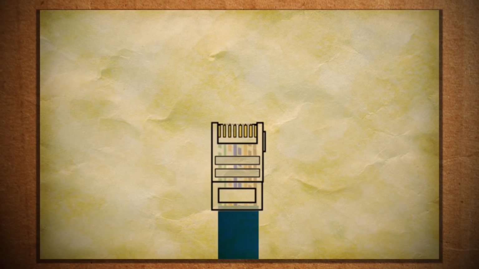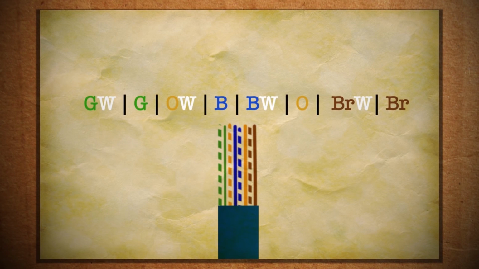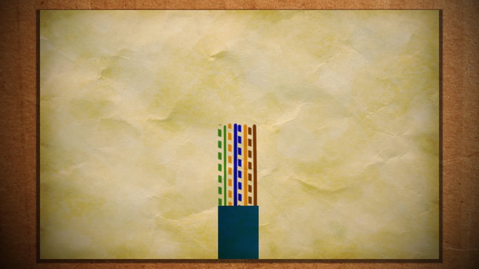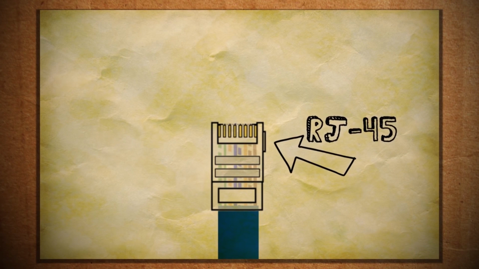Here's how a standard Ethernet cable works. In each cable there are 8 wires, unlike the phone cable which only has 6. This is the standard way in which Ethernet wires are arranged, but as long as the color arrangement on one end matches the color arrangement on the other end, you should be fine. These wires are then aligned and fitted into a connector called a Registered Jack 45 connector.